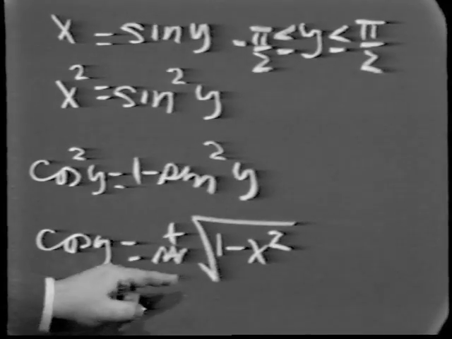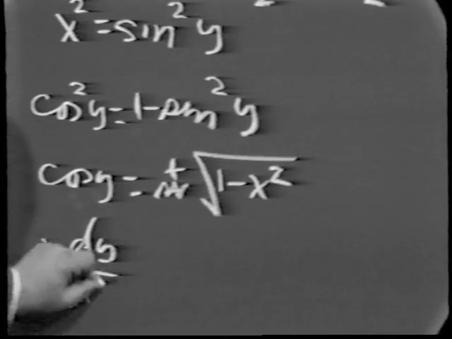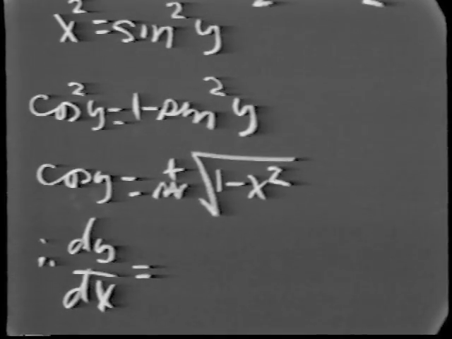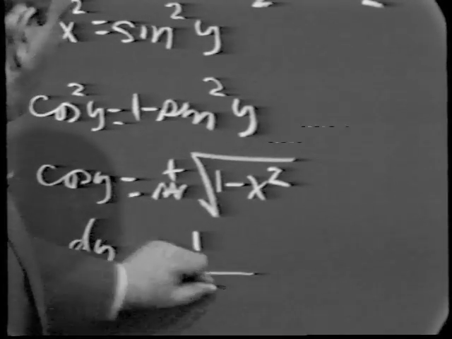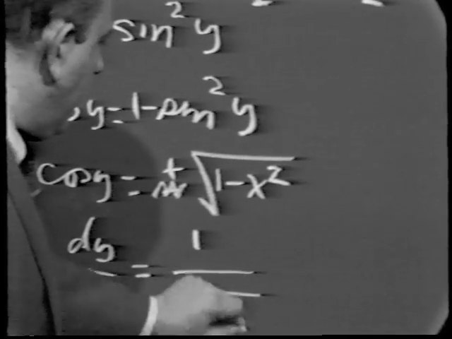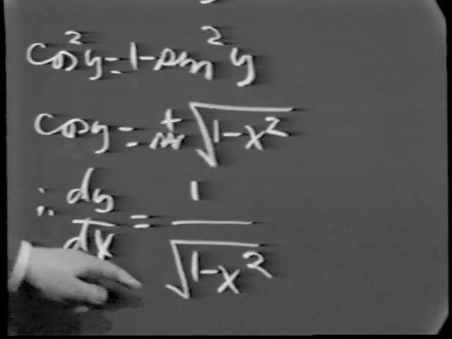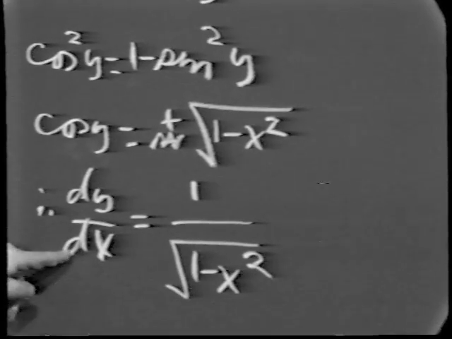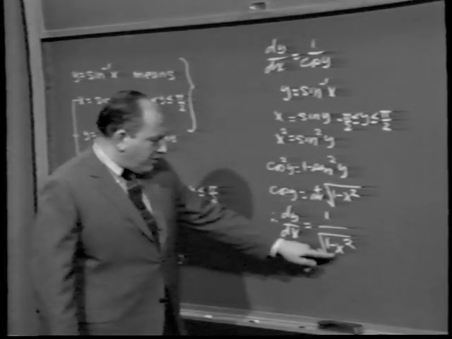In other words, then, what we see is that therefore dy dx is equal to 1 over cosine y. That's 1 over the square root of 1 minus x squared. And that's a rather interesting result. It's a rather straightforward result. I would like to make a few comments about this thing. And one of them is what I want to summarize with later, too.